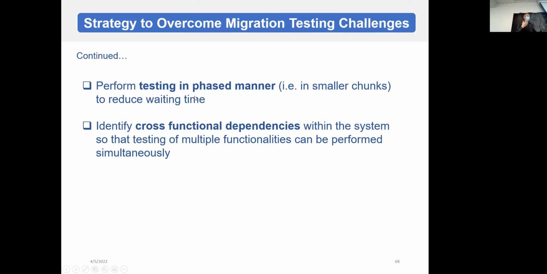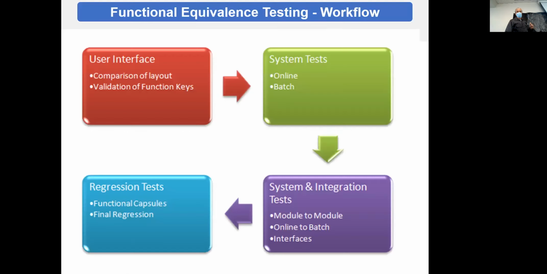So the approach to overcome these challenges: start out with smaller parts, right? Try to figure out and test, and then also identify cross-functional dependencies within the system, so the testing of multiple functionalities can be performed simultaneously. So if you know that A depends on system B, certain functions you have to test, you have to find test cases and make sure that you can actually execute them.